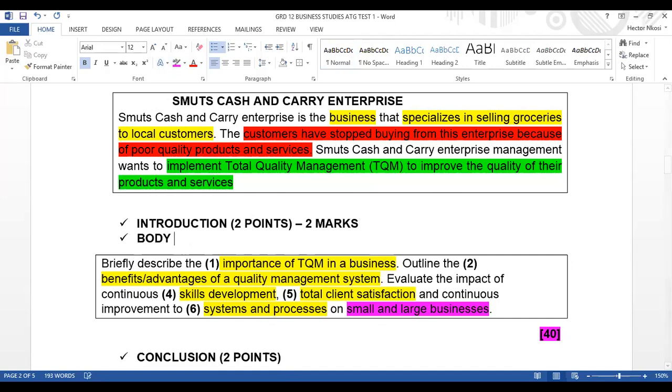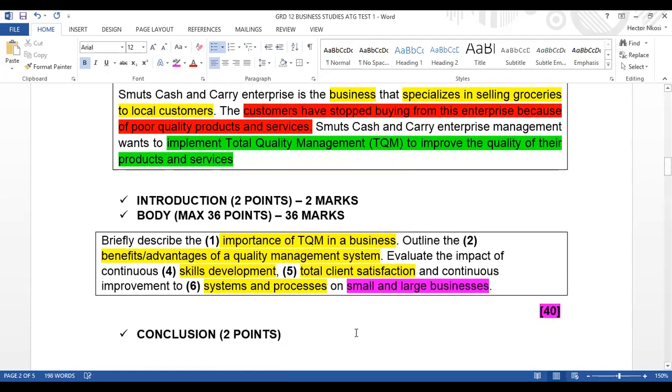Here, basically, you must have max 36 points. Max 36 points, because the rest of the 36 marks is here. And you'll get 36 marks. Right? I just want to show you how you get your 40 marks, right?